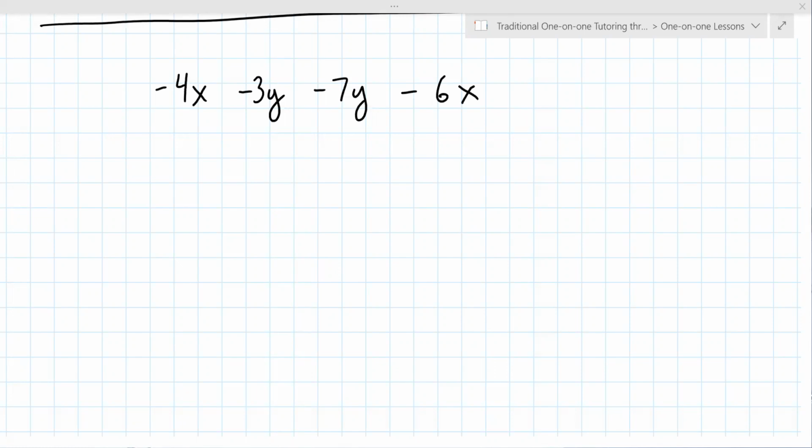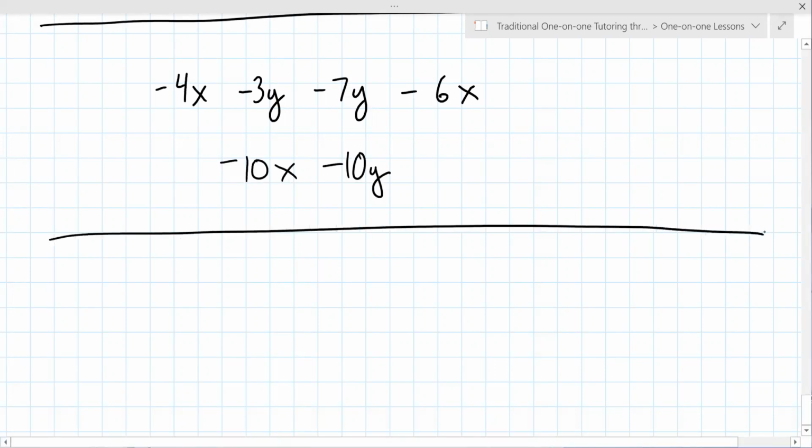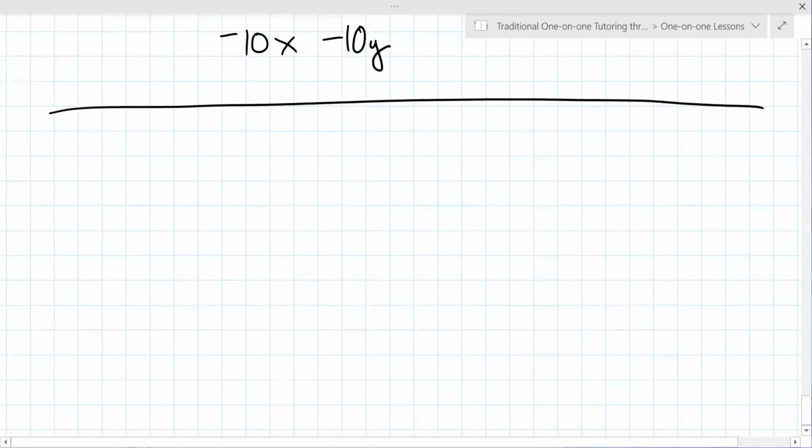Negative 10x, negative 10y. You got it right. Excellent. Perfect. Okay. We're going to move on to something new, something different. All right.